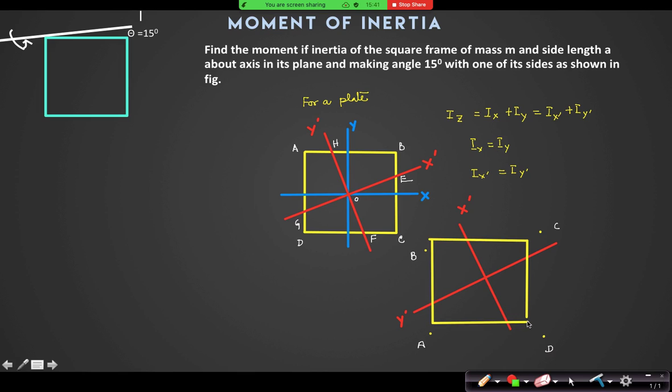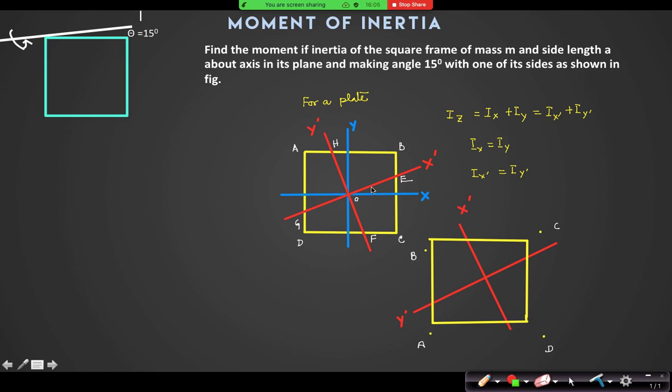Sir, what about the points? In the second figure, the points will be here. B is here, C is here, A is here, D is here.